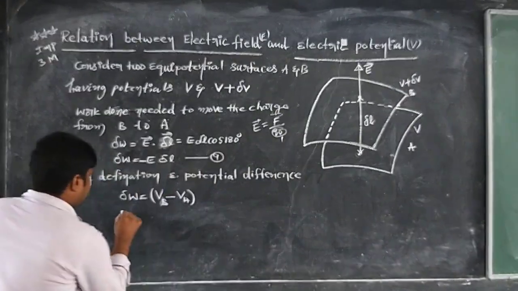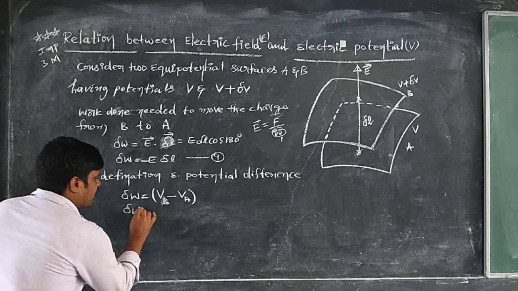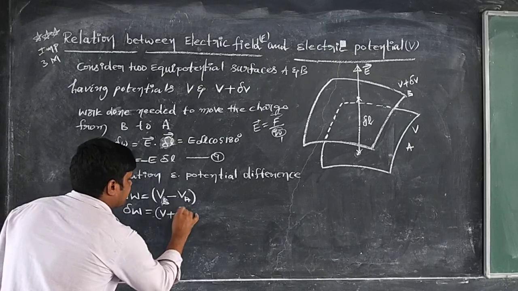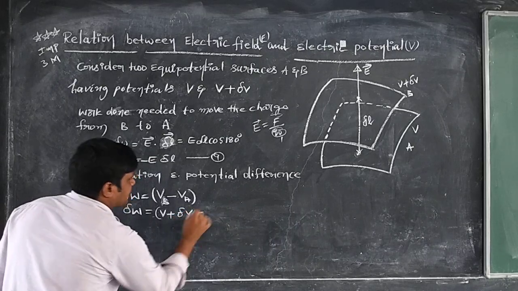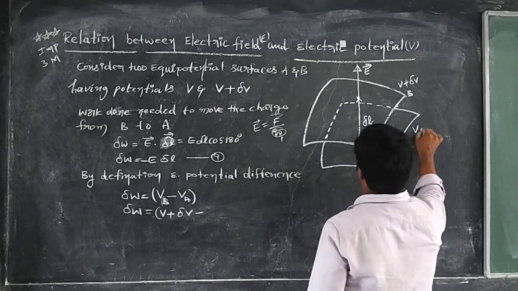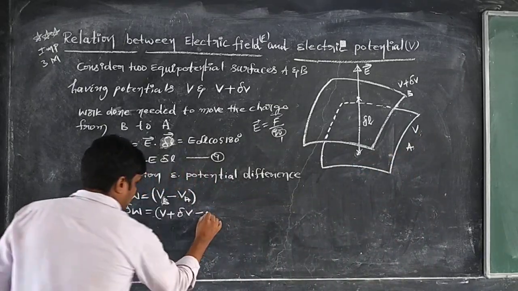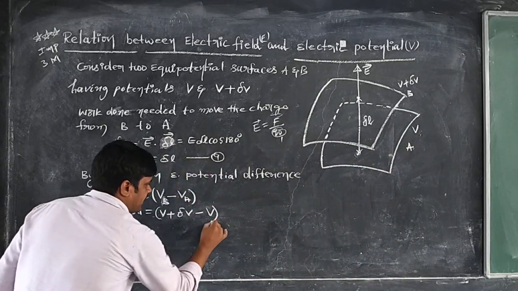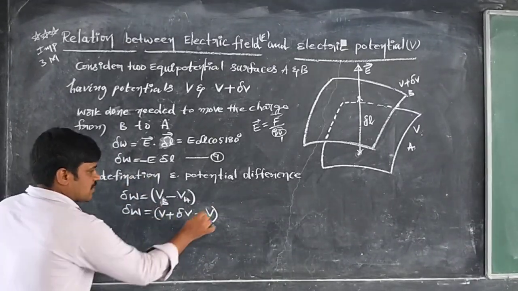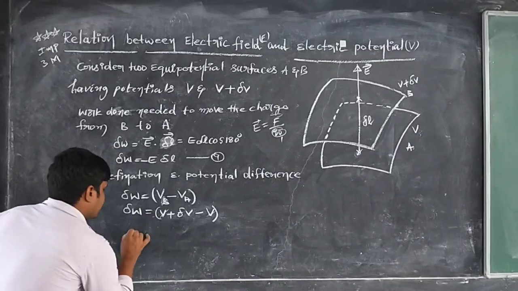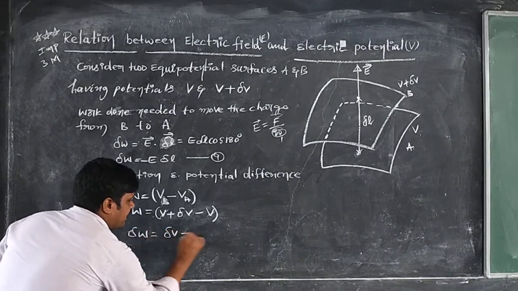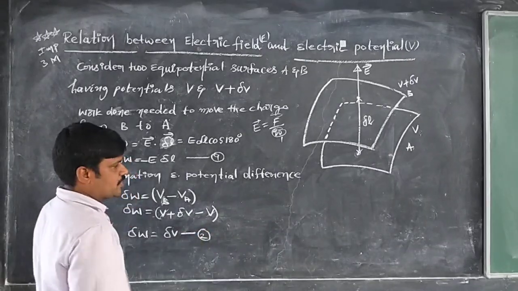From this, dW is equal to VB minus VA. VB is V plus delta V, and for the A surface the potential is V. So minus V and plus V cancel. Delta W is equal to delta V. This is equation number 2.